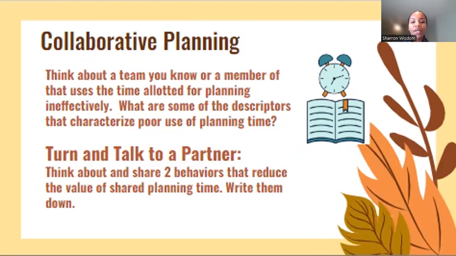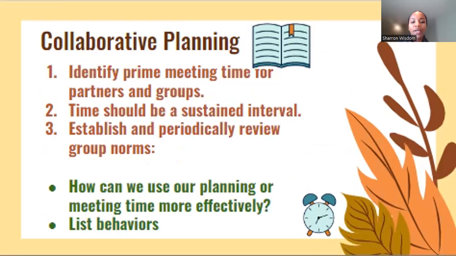So think about 2 behaviors that reduce the value of shared planning time and write them down. Think about a team member that uses a lot of planning time ineffectively. You don't have to call anybody out, but who is that? Think of it in your mind. What are some descriptors that characterize poor use of planning time? So that part you can certainly talk about, right? So think about those 2 behaviors that are just simply making it ineffective time.